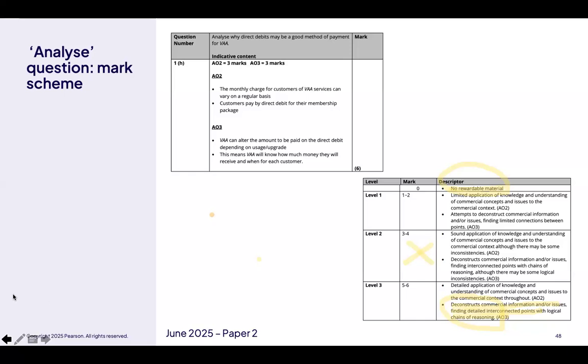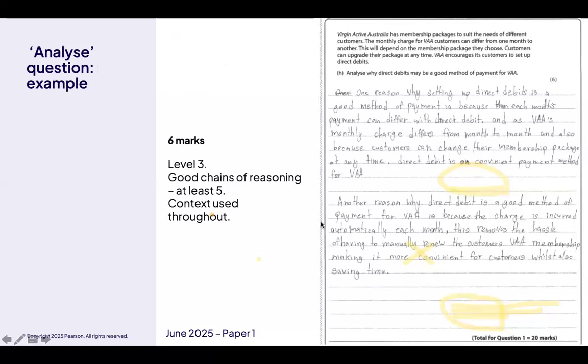Now, if I can get this to work again. Oh, and I need to clear my annotations, of course.